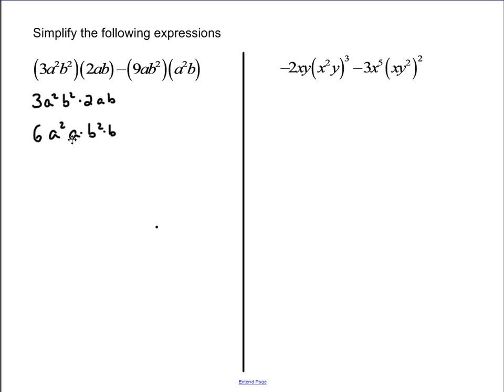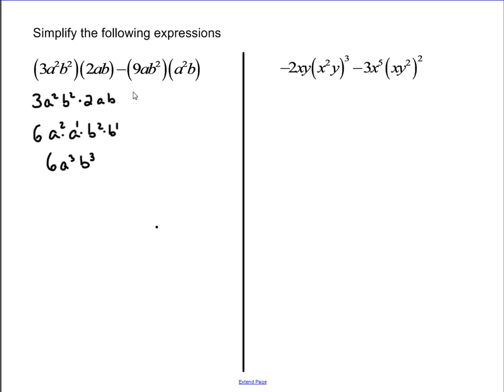Now, if we are multiplying a squared times a, it might help to remember that a is the same thing as a to the first, and b is the same thing as b to the first. So our very first term is going to become 6a to the third power times b to the third power.